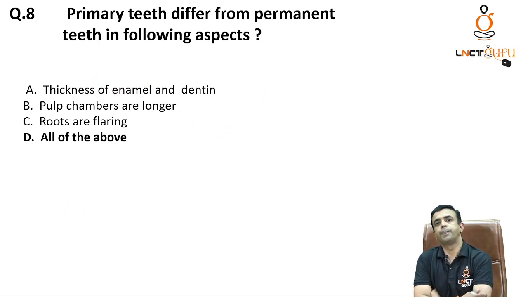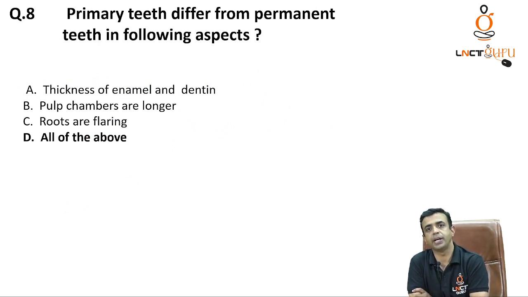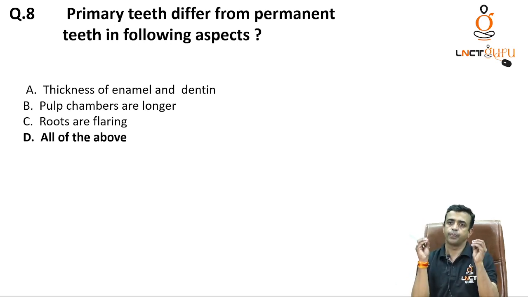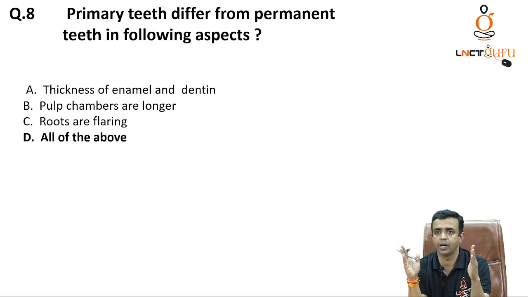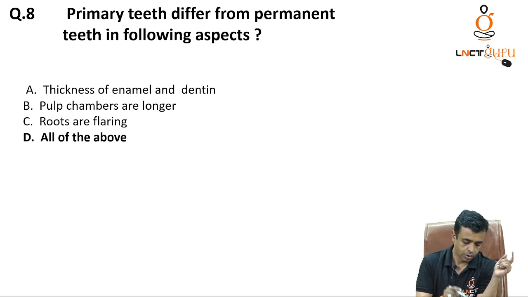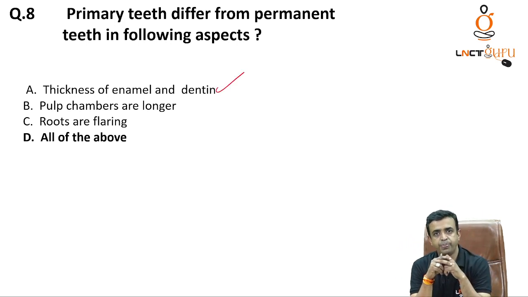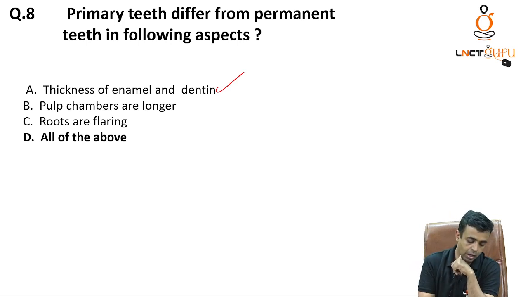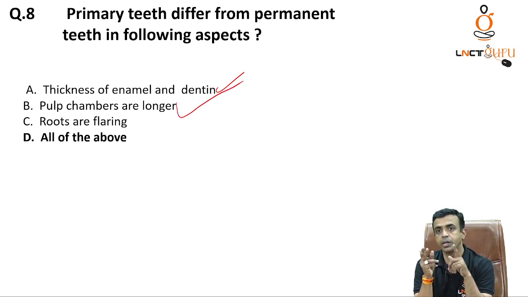Question number 8. Primary teeth differ from permanent teeth in following aspects. Option A, thickness of enamel and dentine. Yes, primary teeth have less thickness of enamel as well as dentine compared to the permanent tooth. So option A is correct. Pulp chambers are longer. Yes, pulp chambers, which are called as pulp horns, are longer in the primary teeth. So option B is also correct.